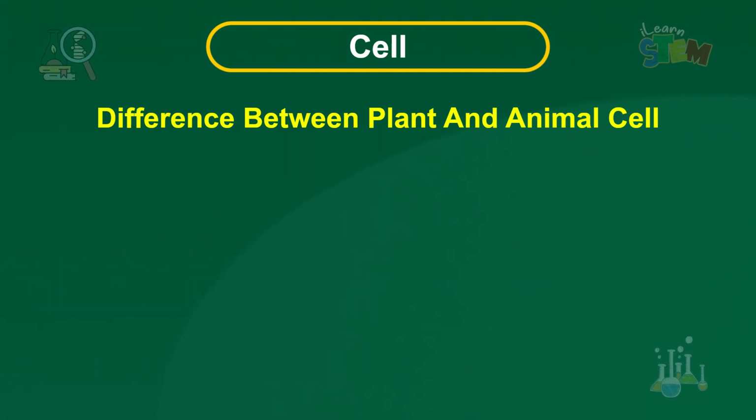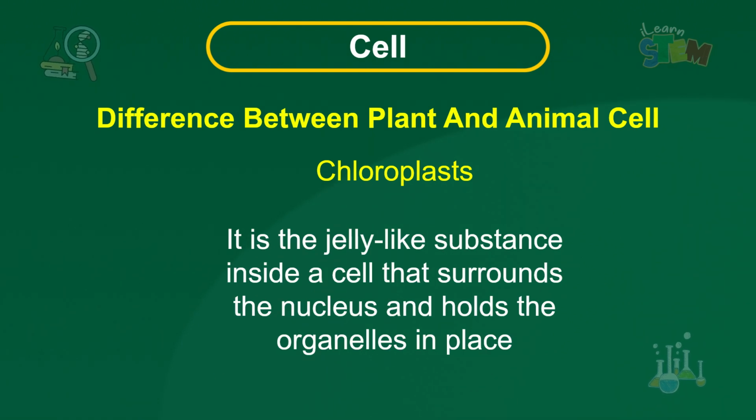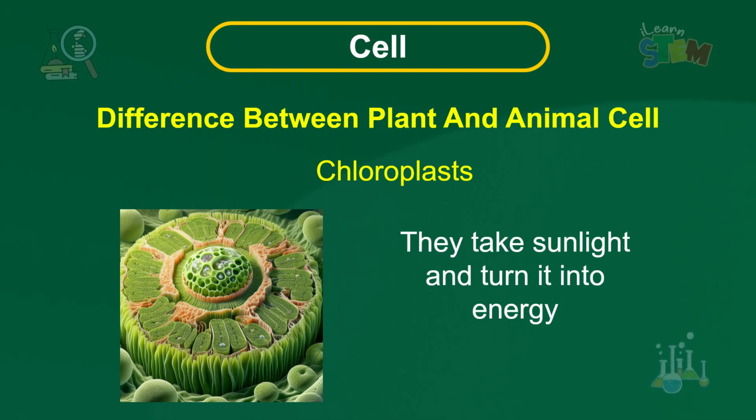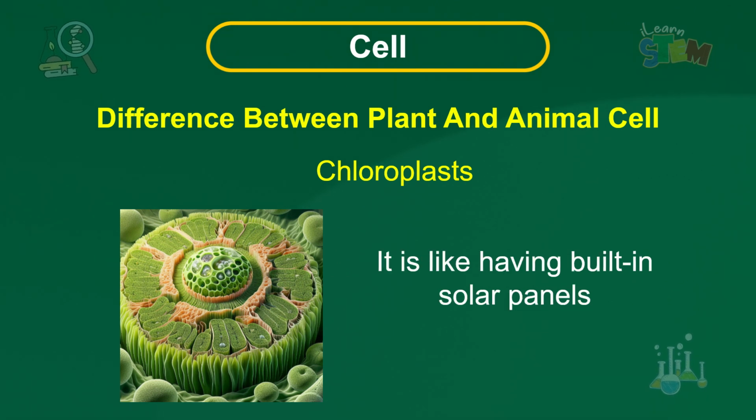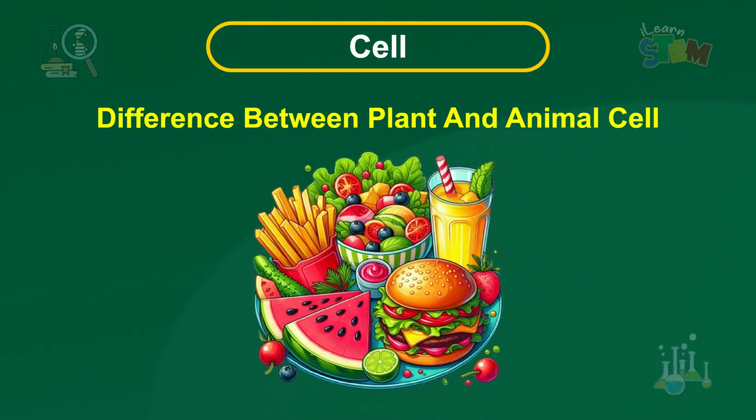Another feature of plant cells is the chloroplast. It is the jelly-like substance inside a cell that surrounds the nucleus and holds the organelles in place. These little green powerhouses are where photosynthesis happens. They take sunlight and turn it into energy. It's like having built-in solar panels. Animal cells do not have chloroplast because we don't photosynthesize. We just eat food instead.